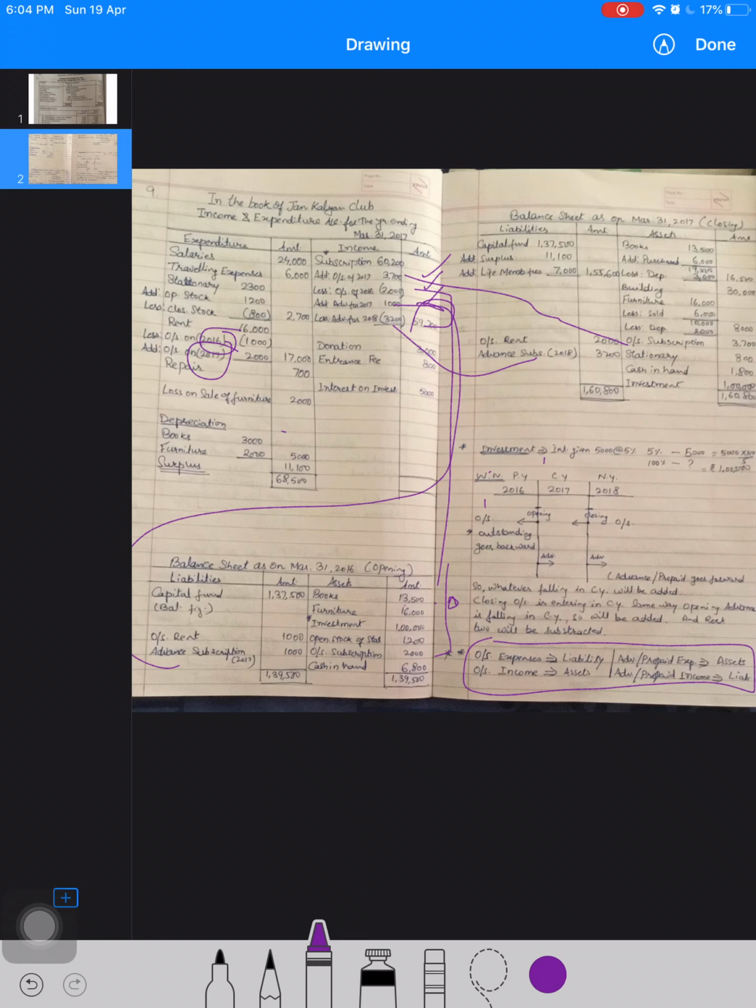There is sale of furniture. So just see here, 16,000 in closing balance sheet. How will you write down this? 16,000 minus 6,000 book value you sold is 10,000, but actual value is 8,000. So 2,000 will be your depreciation.